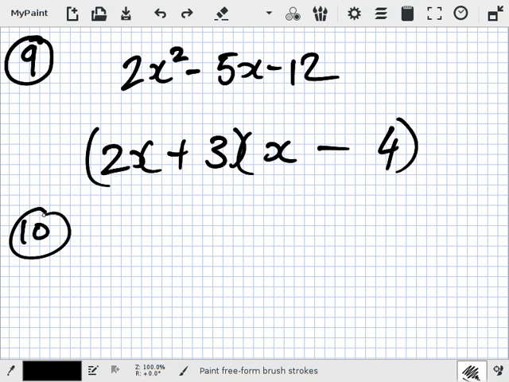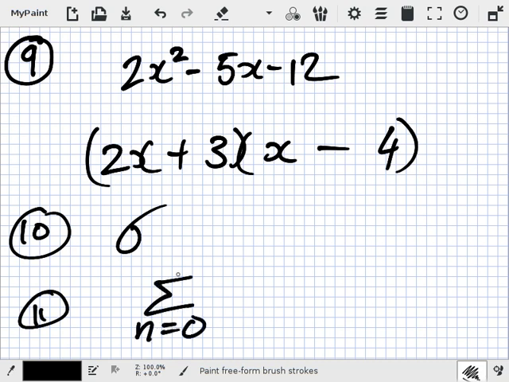Okay, number 10 was Pascal's triangle. There was one number missing. It was 6. Well, I threw it in, to keep you happy. And number 11, I just wanted you to use the calculator. It was 2.7 for this one, on the calculator.